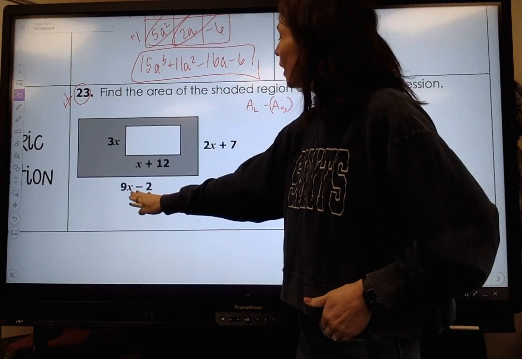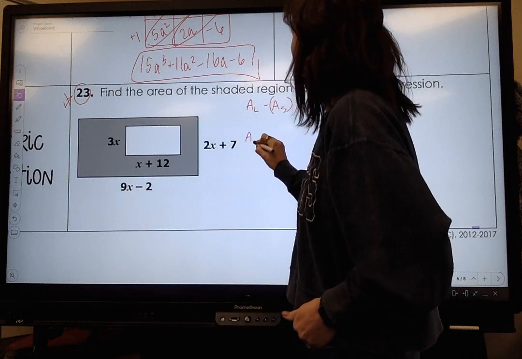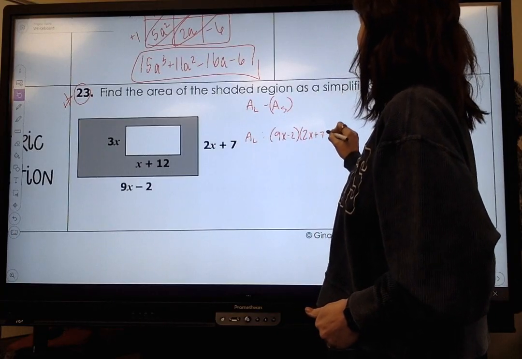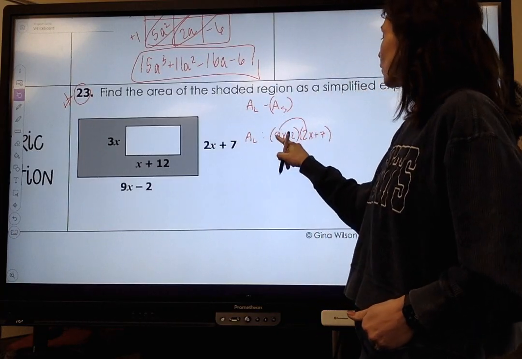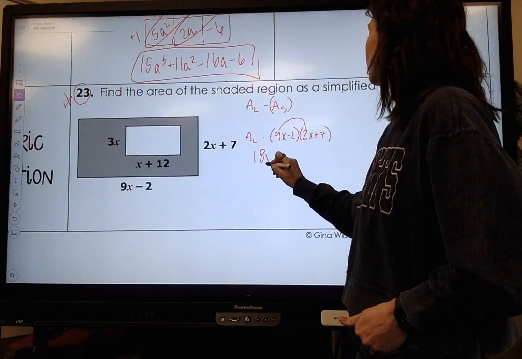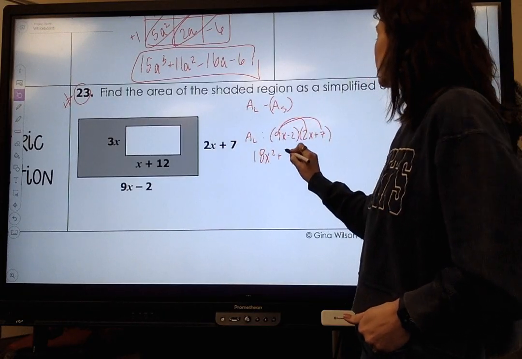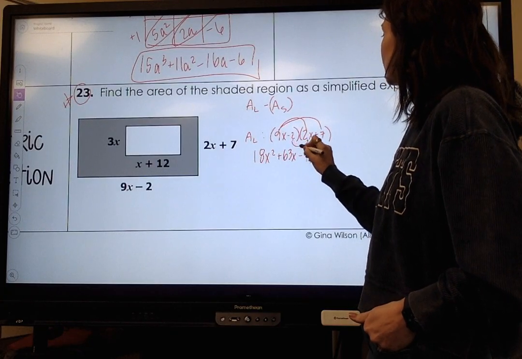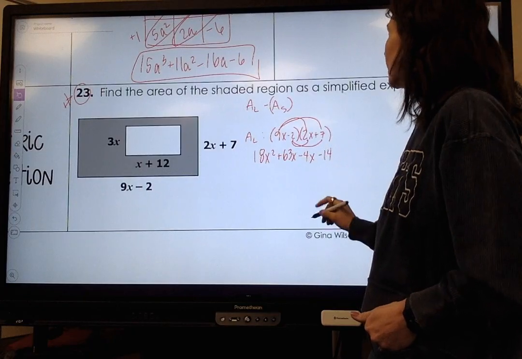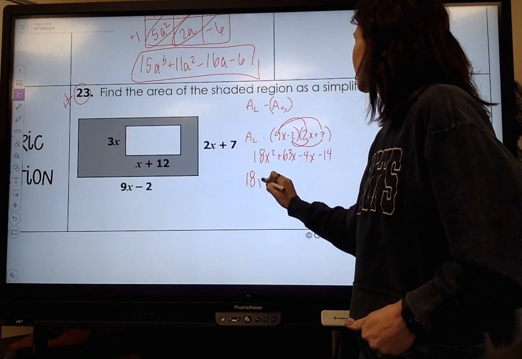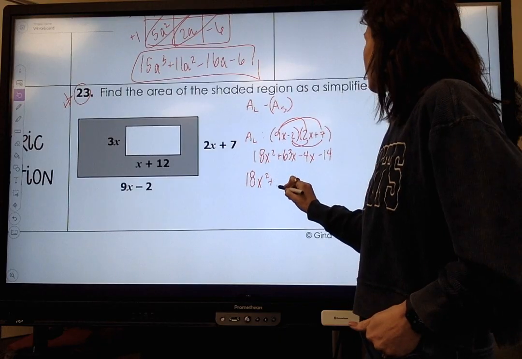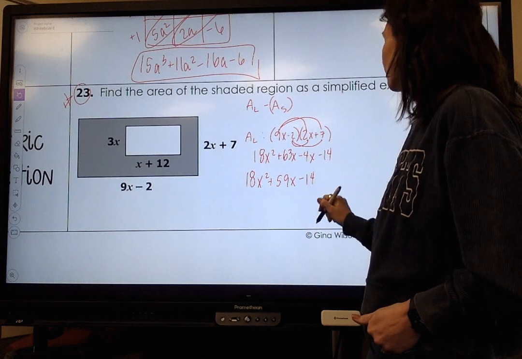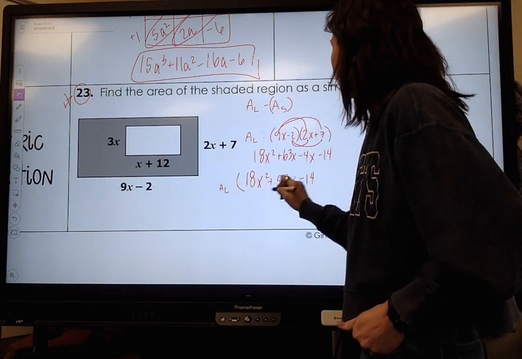So I'm going to multiply to get the area of the large. So I'm going to put the area of the large, and it's 9x minus 2 times 2x plus 7. So when I do the double distribution, 9x times 2x is 18x squared. I distribute the 9x to the 7 to get 63x. Then I'm going to distribute to get negative 4x and negative 14. I combine my like terms, and I get 18x squared plus 59x minus 14. This is the area of my large.